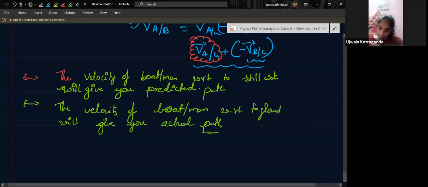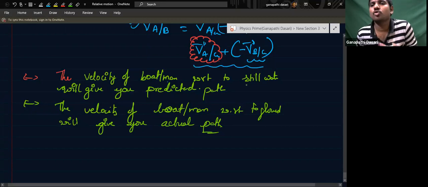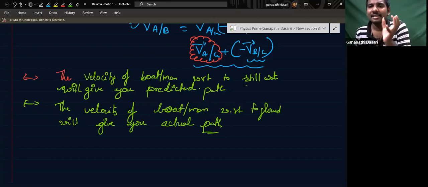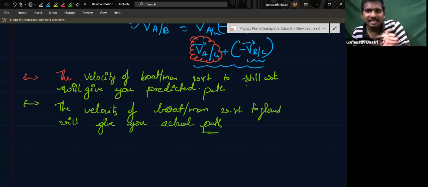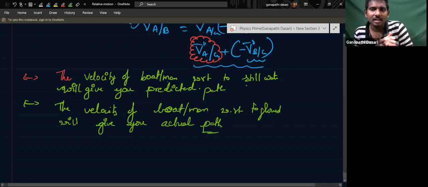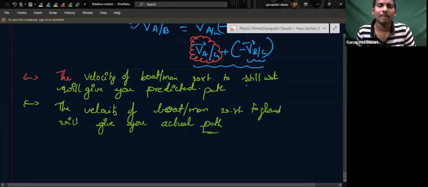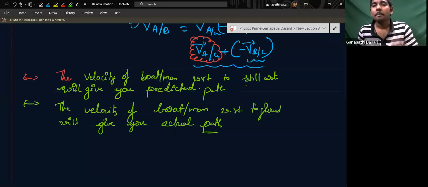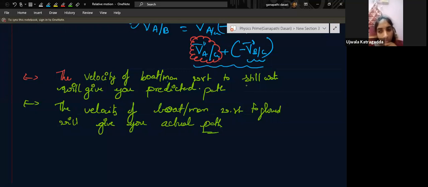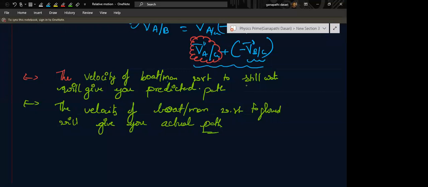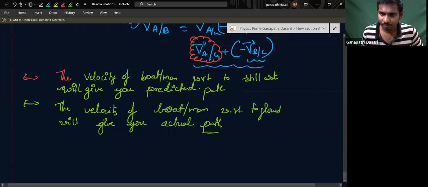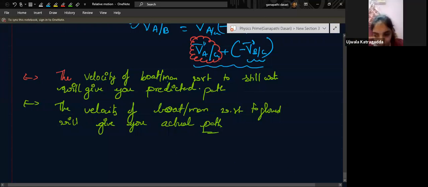Yes, sir. With respect to still water, the man can swim with this velocity in the still water. That means the man is trying to go in this direction in the water, so all these things will give you the predicted path. But the velocity of that man or boat with respect to ground will give you the actual path. We'll see the scenario. Sir, I did not understand, sir.